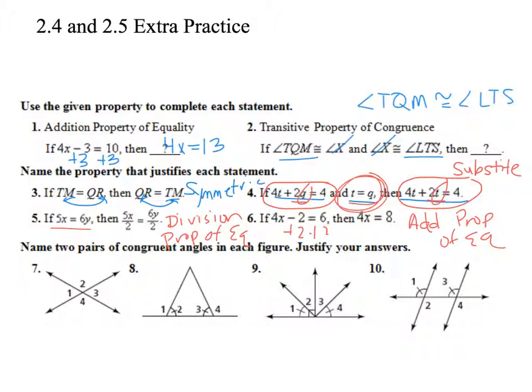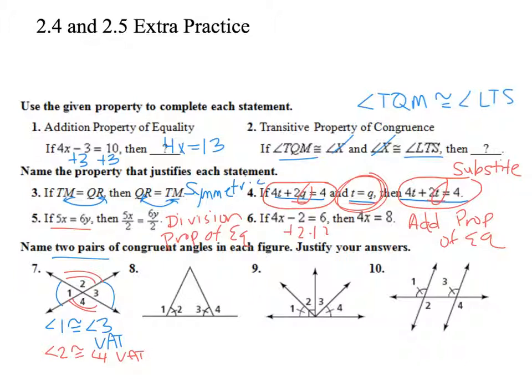Number 7, name 2 pairs of congruent angles in each figure and justify your answers. Okay, I know that angle 1 is congruent to angle 3 by the vertical angle theorem. It says 2 pairs. So angle 2 is congruent to angle 4 as well by the vertical angle theorem.